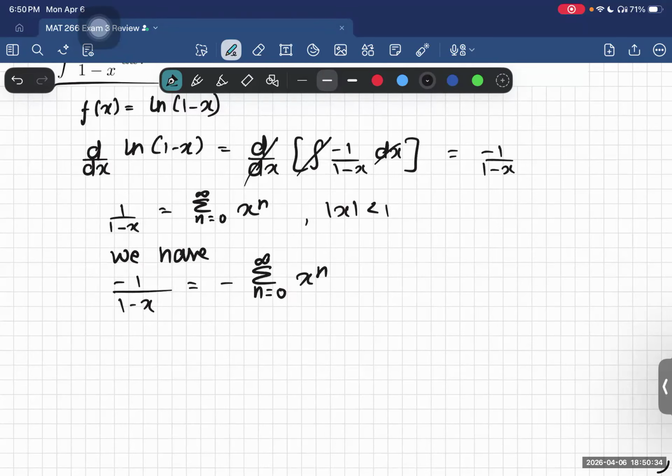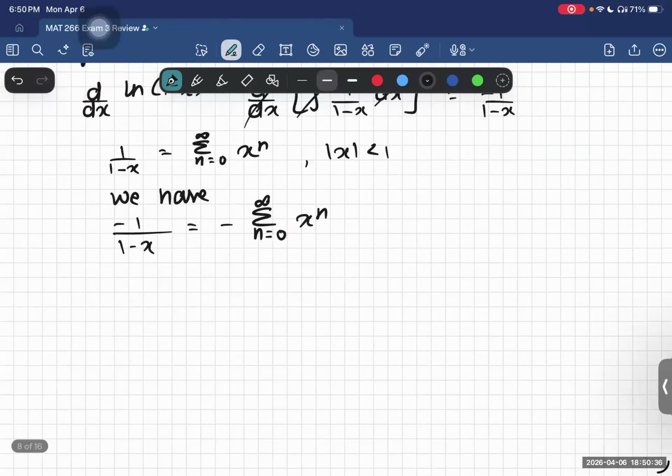Now, let's integrate it term by term. So now I have ln of 1 minus x, remember, from the start of the question, equals negative the summation n equals 0 to infinity of x raised to n plus 1 over n plus 1, plus some constant.